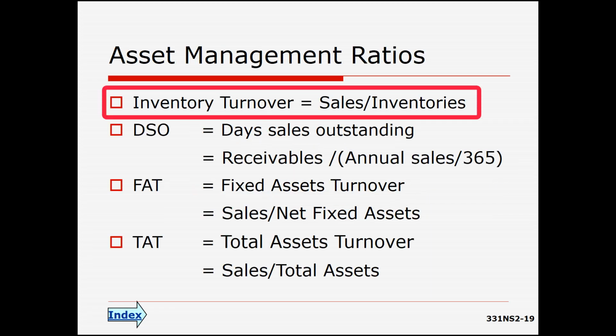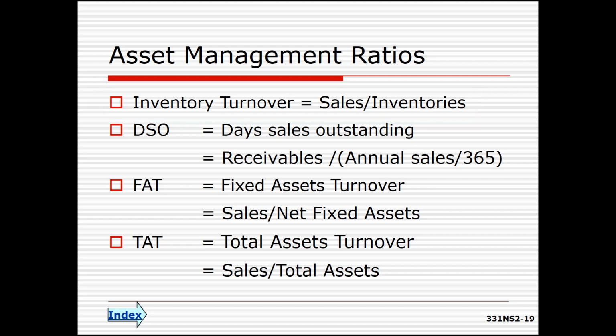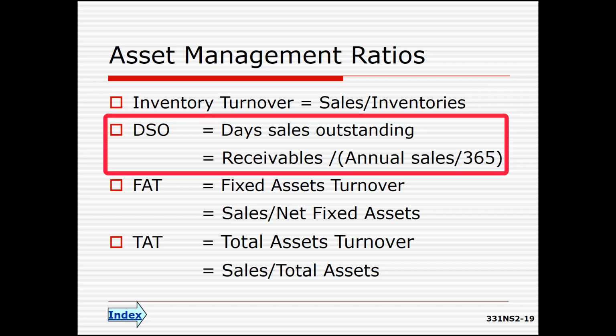Inventory turnover looks at how many times a year a firm sells out all its inventory. Bigger is better. This is definitely a ratio that requires comparison. It is highly industry specific. A grocery store would be expected to turn over its inventory many more times per year than a firm that makes earth-moving equipment. Days sales outstanding measures how long it takes to convert accounts receivable into cash.